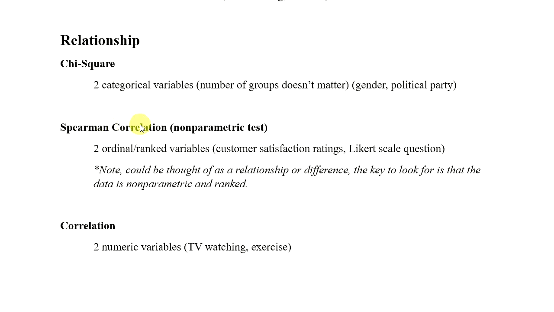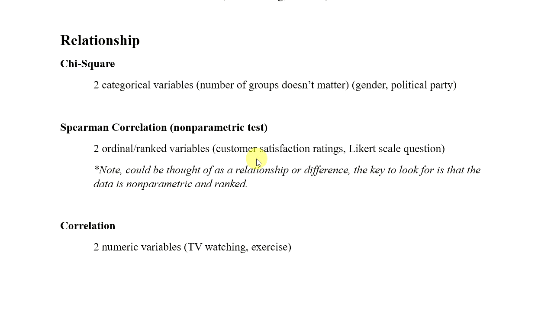But for that Spearman correlation, you do have two ordinal ranked variables. So for example, maybe customer satisfaction ratings and a Likert scale question. Those are ordinal or ranked data that could easily be used for a Spearman correlation. Like I said, a customer satisfaction rating, like how much did you like your chicken sandwich, 1 through 5? A Likert scale question, how likely are you to go back to this restaurant, 1 through 10? But that is ranked, ordinal data.